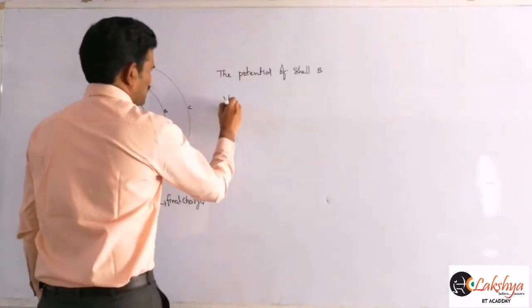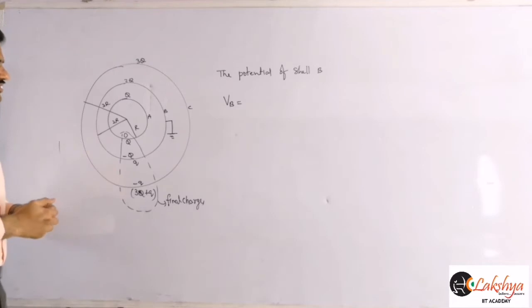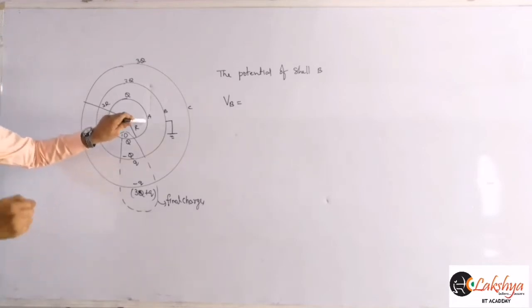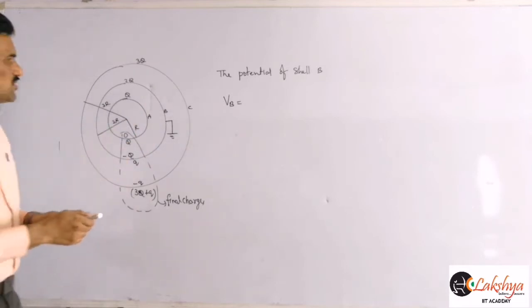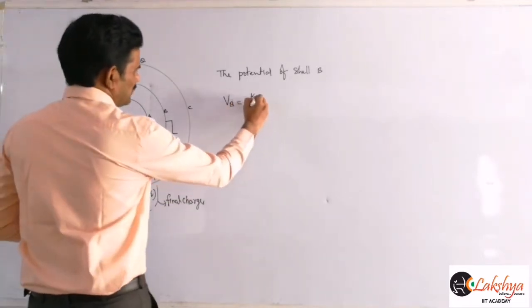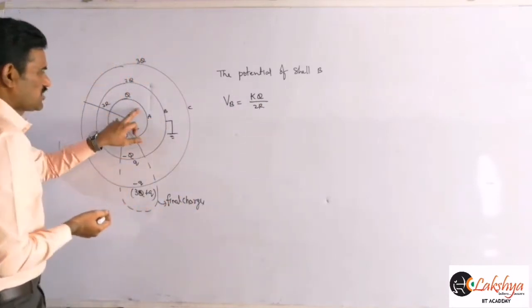So this VB is equal to, now let us write the potential due to these different charges here. So potential due to the charge on the shell A. For this point, which becomes an external point, external point means I can write that as KQ by 2R. That is the potential due to this charge.